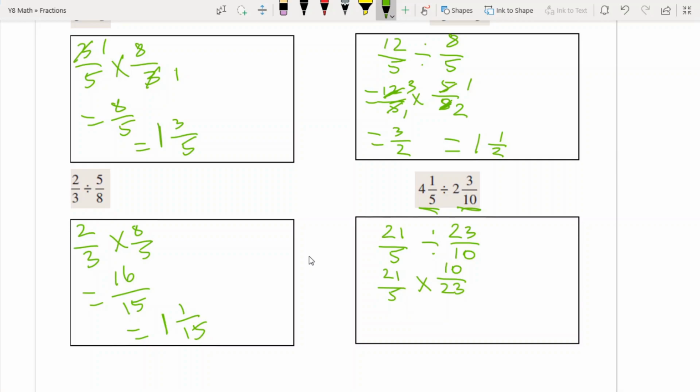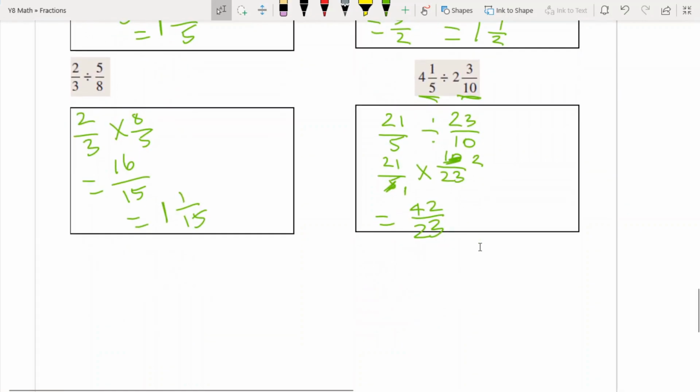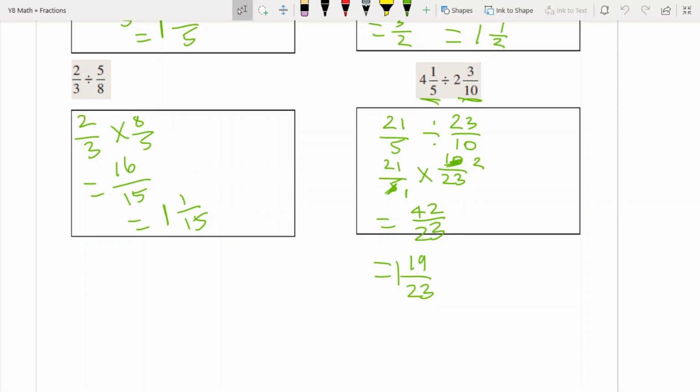We can simplify the 5 and the 10 here. Divide the 5 by 5, that gives us 1. Divide the 10 by 5, that gives us 2. Now let's multiply the 21 and the 2 together, that gives us 42 over 23. So 23 goes into 42 once, and let's take away 23 from 42. Gives us a remainder of 19 over 23.